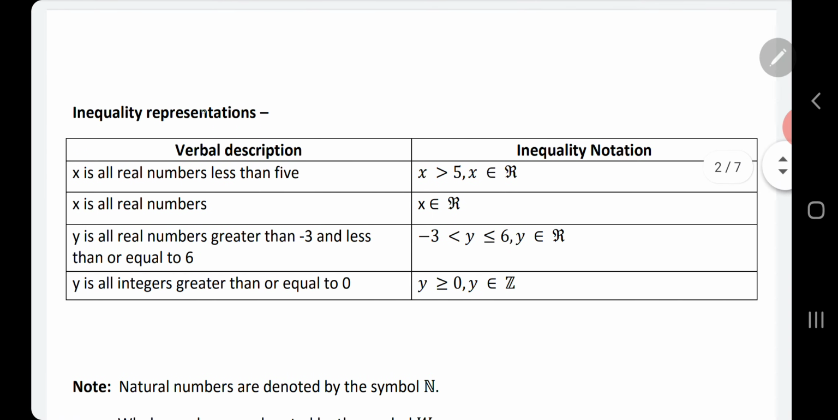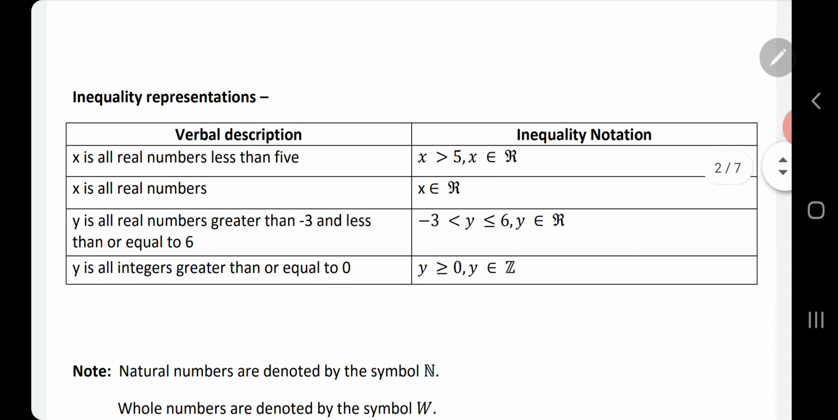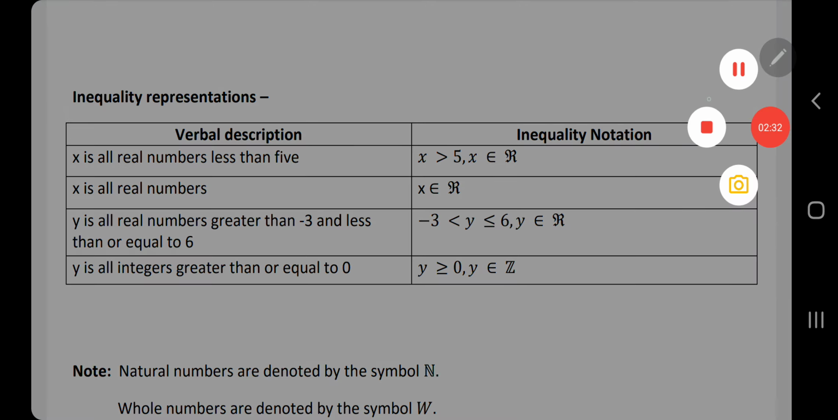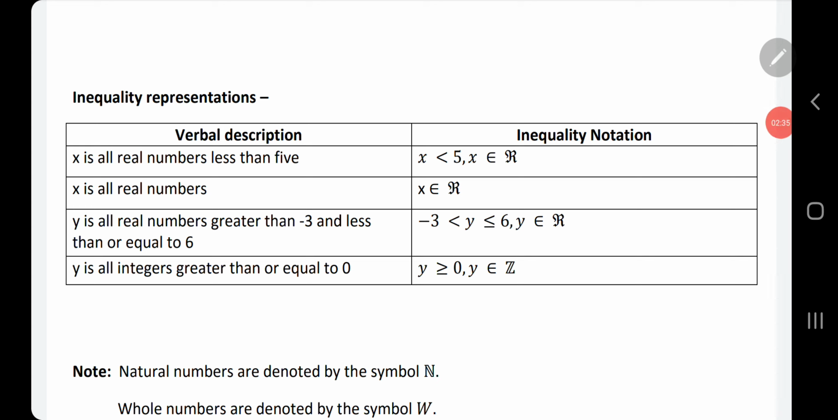All right, some inequality representations. Okay, so we can do a verbal description. For example, x is all numbers less than 5. There are different ways to write the inequality notation, but we're going to stick with this way for right now. The inequality notation is x is less than 5. We're just writing it with symbols. And x is an element, that's what the E stands for right there, that symbol looks like an E, element of the real numbers. X is all real numbers. So we can just write that as x is an element of the real numbers, or all real numbers.